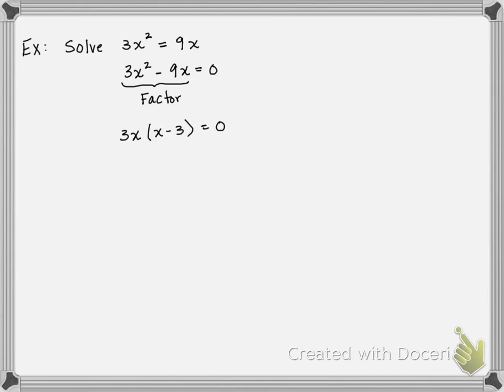So now we're right back in the situation we were in with the previous problems, where we have our 0 on one side and a factored polynomial on the other. So I can say 3x equals 0 and x minus 3 equals 0, which gives me x equals 0 and x equals 3.